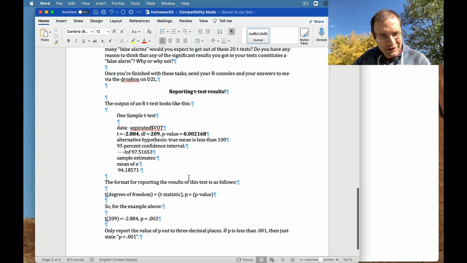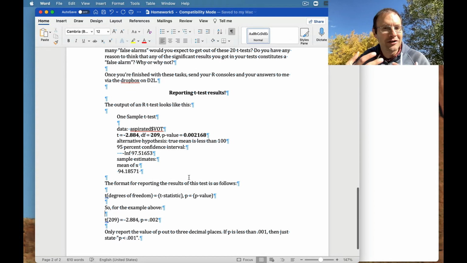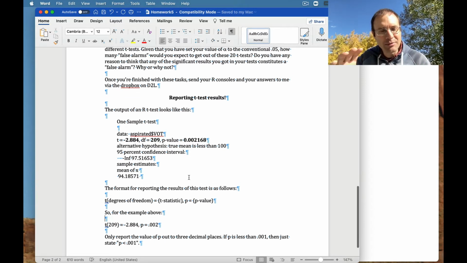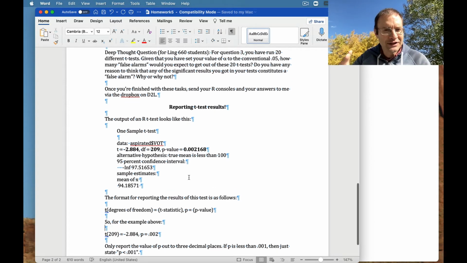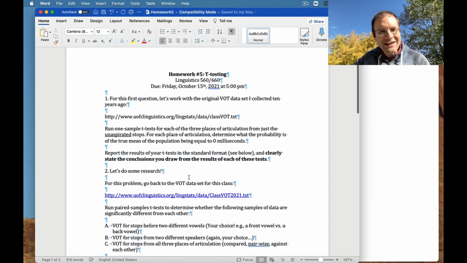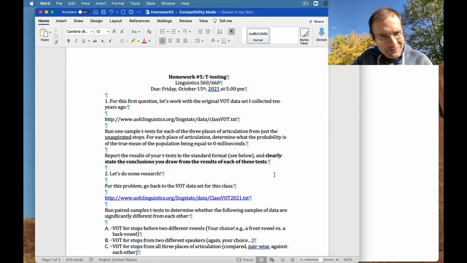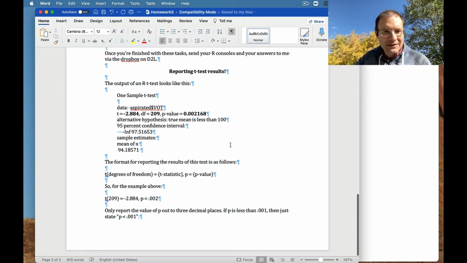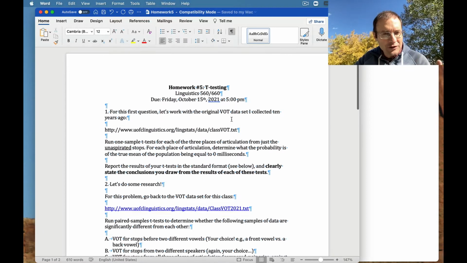Again, one of your jobs in writing up your results or answers to these questions is to make it easily digestible by a knowledgeable reader, which is, in this case, me, but it should be anybody else who knows how to run statistics. With that in mind, the most important part of the whole process is what happens after you get that p-value. So you get a p-value, like in this case, it's 0.002. In this case, it was looking at aspirated VOT. I can't remember the exact example. It doesn't matter. In this case, for this homework, you're going to get 3 different p-values, right?